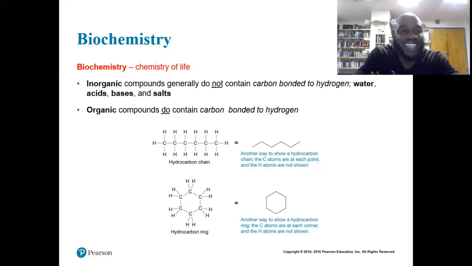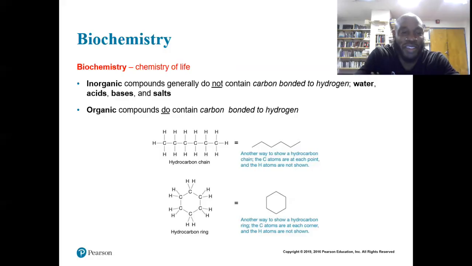Organic in chemistry has a totally different meaning. And so sometimes people get that confused. They think organic, they think, oh, that means all natural. No, that's not what it means in chemistry. In chemistry, organic means a compound that contains carbon bound to hydrogen.